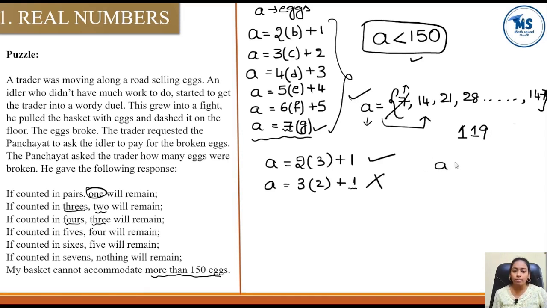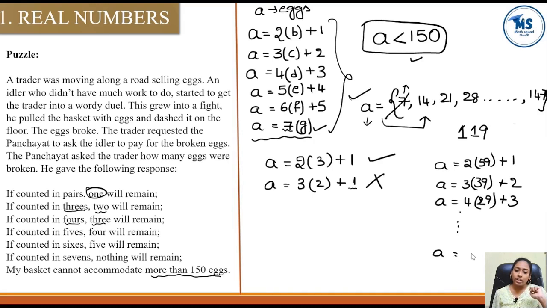I'll show you now. I can write the number 119 as A is equal to 2 into, 2 5s are 10, 2 9s are 18, plus 1, right? Then coming to the second equation, I can write 119 as A equal to 3 into, 3 3s are 9, 3 9s are 27, plus 2. I can write it in the form of 3C plus 2. Then A is equal to 4 into, 4 2s are 8 and 4 9s are 36, plus 3. I can write it in the form of 4D plus 3 and so on.